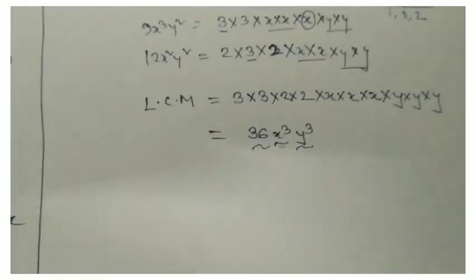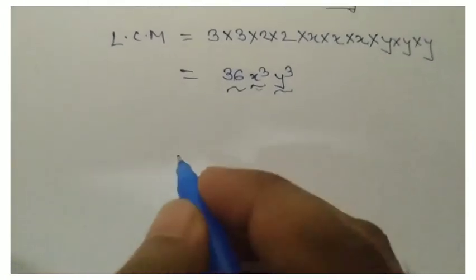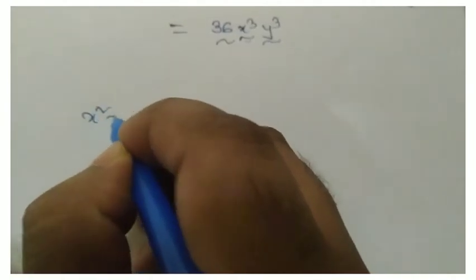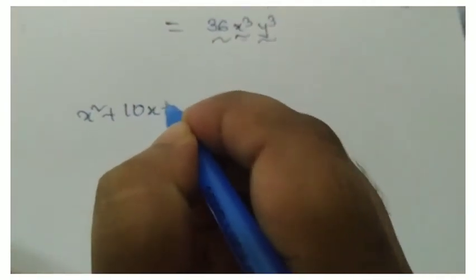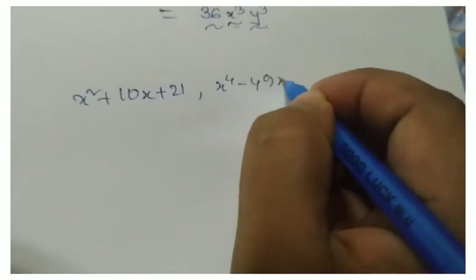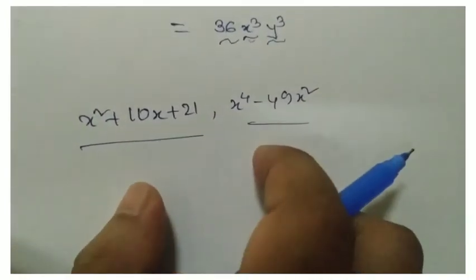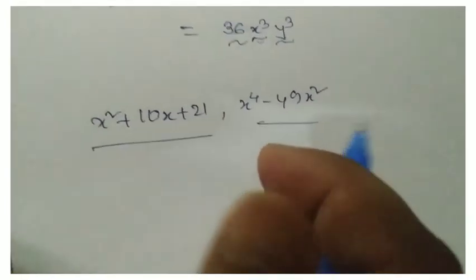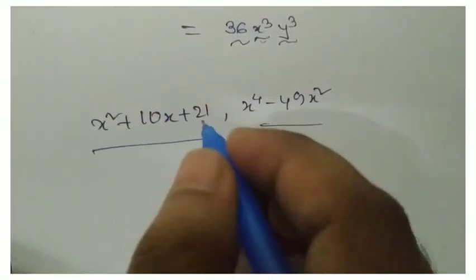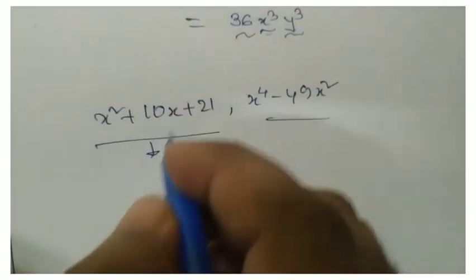Now let's say we need to find out the LCM of polynomials. So let's say I have a question: x square plus 10x plus 21, x⁴ minus 49x square. So I need to find out the LCM of these two expressions. First of all, you can see this has three terms, so we can break this down by using the middle term factorization.